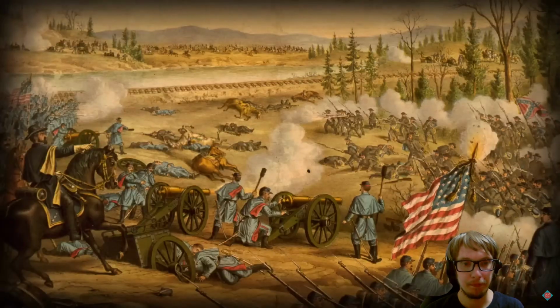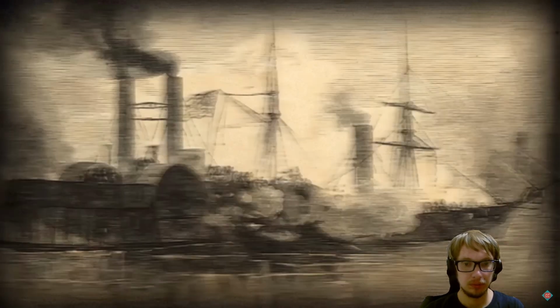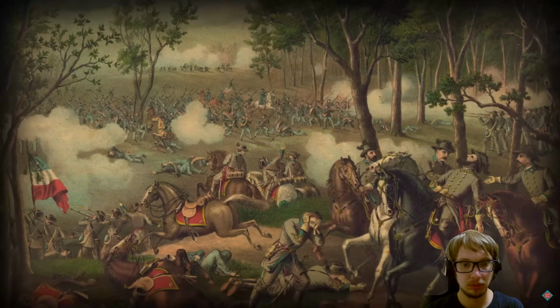1863 started in Tennessee with a Union victory at the Battle of Stones River, but also with a simultaneous Confederate victory at Galveston, Texas. There were lots of smallish skirmishes during the winter and early spring until the Battle of Chancellorsville in May, where Lee defeated Hooker, but Stonewall Jackson was mortally wounded.